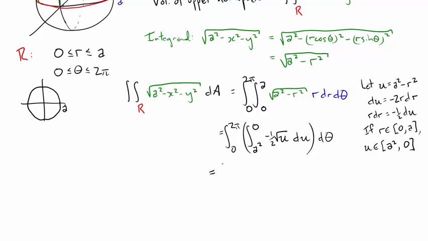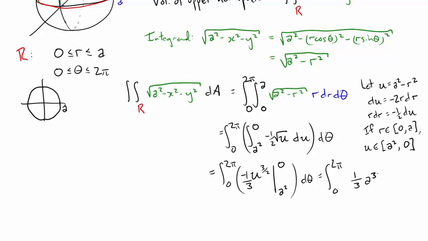So now let's work out that integral. This will be simply u to the power of 3/2 times a factor of minus a third. And that will get evaluated at a squared and at 0. So plugging in 0 will give 0, then subtract from that what you get when you plug in a squared. You get 1/3 a cubed.